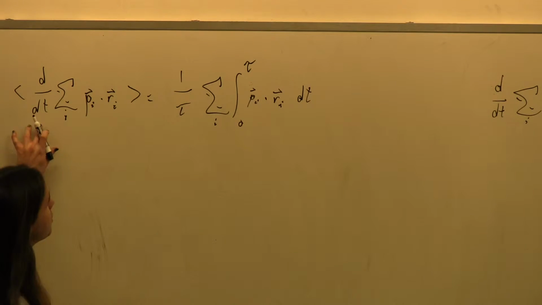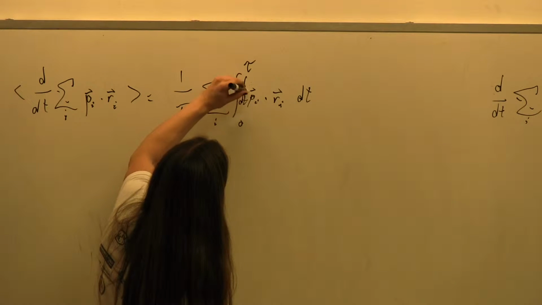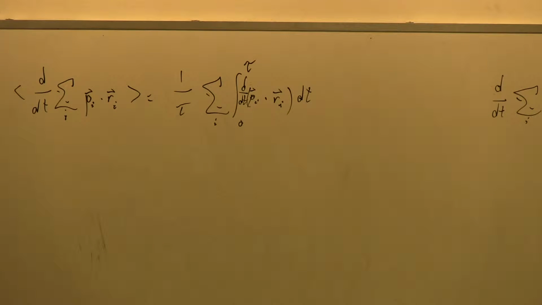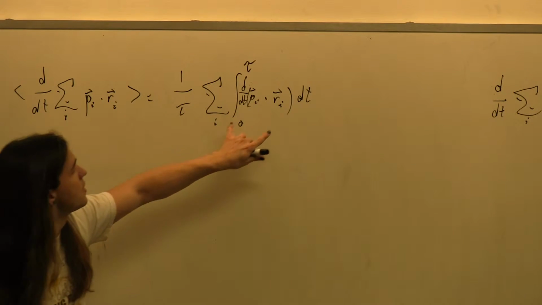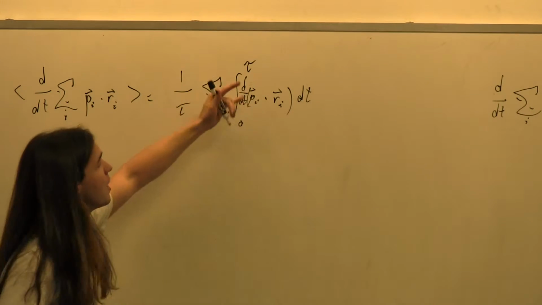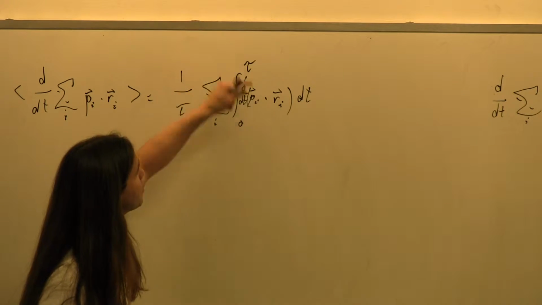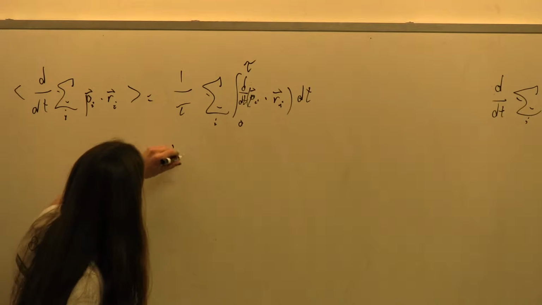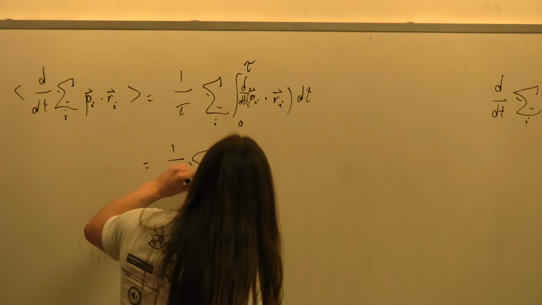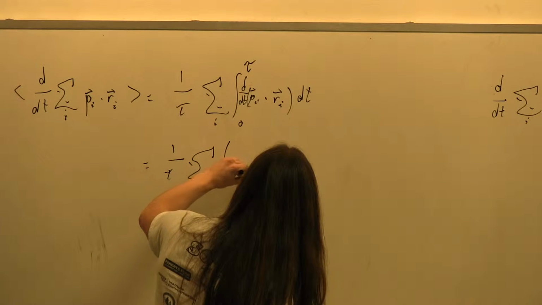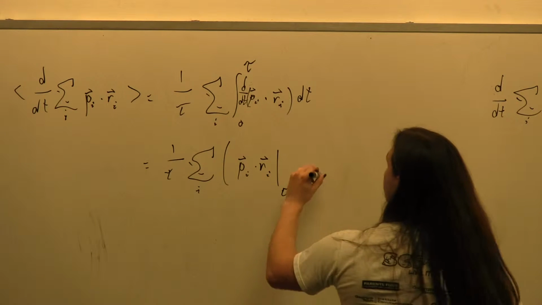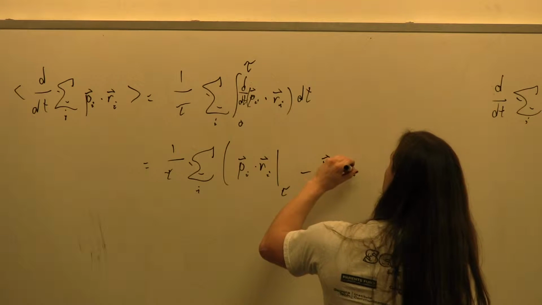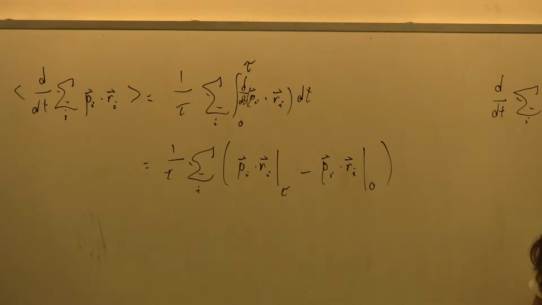Oh yeah, and then sorry, there's a d/dt that was out front of all of these things before. And this is equal to the integral of a time derivative of something. So you can just evaluate this integrand at each of the boundaries. Just subtract: the integrand evaluated at this boundary minus the integrand evaluated at the other boundary. 1 over tau, summation over i of p_i dot r_i evaluated at tau minus p_i dot r_i evaluated at 0.